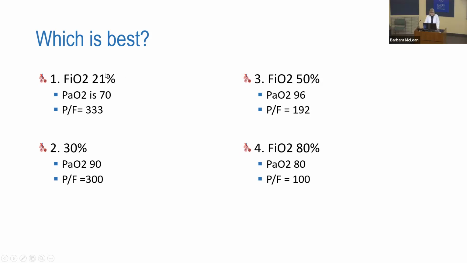70 divided by 0.21. What's your P to F ratio? You guys on the call should be doing this too. Well, I gave you the answer, but thank you. I want you to calculate it. Okay, so it's 333.